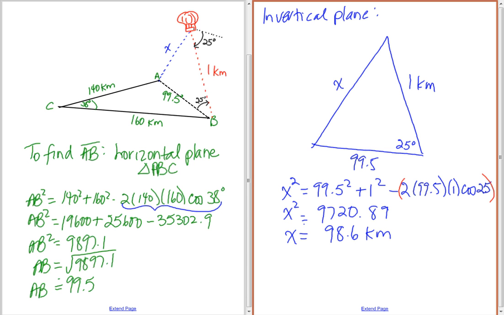So the balloon is very much closer to being straight above B and a long ways from A on that road. Let's give you some to try. Page 21, numbers 5 to 13.